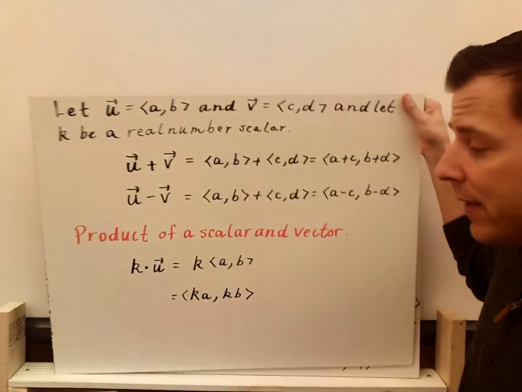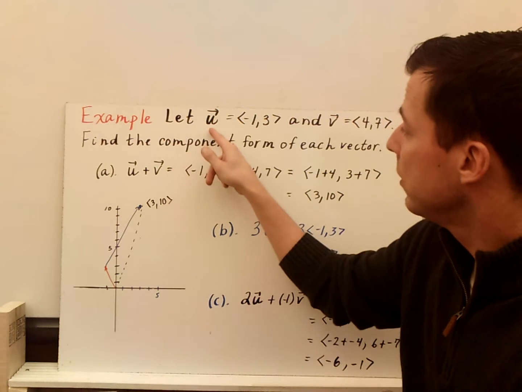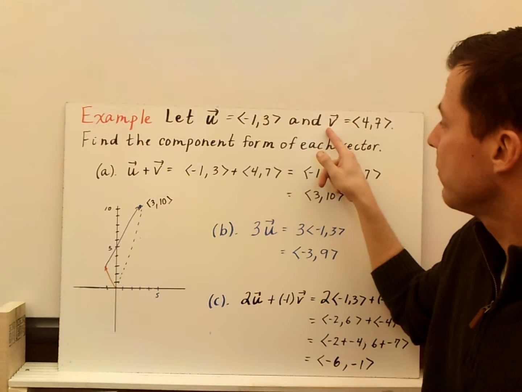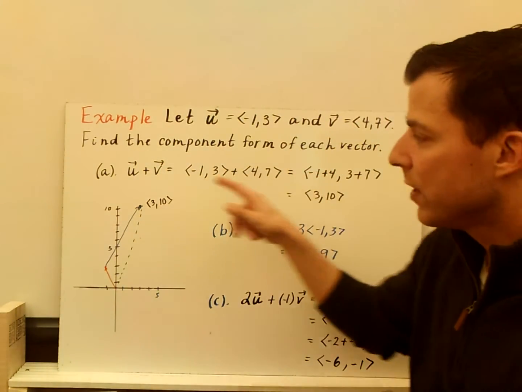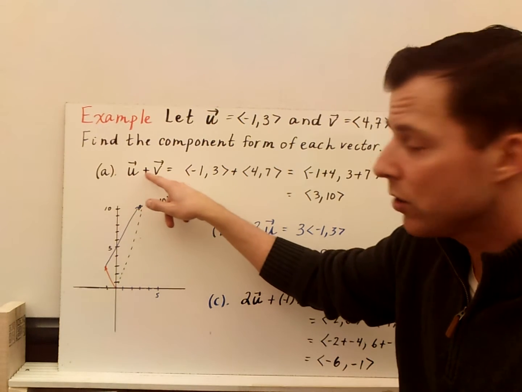All right, so let's add some vectors, okay? Let's look at an example. So let vector u be the component vector -1, 3, and vector v be 4, 7. Find the component form of each vector. So in part A, I ask for u plus v. So vector u plus vector v.